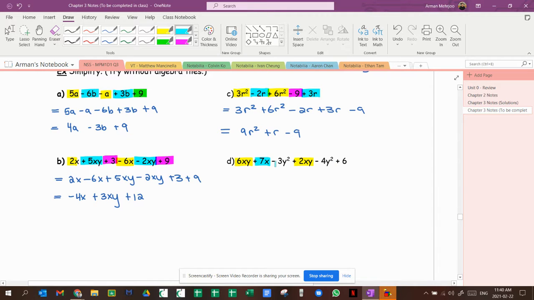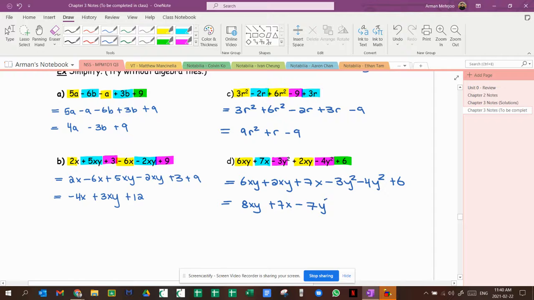Plus 7x. Ooh, there's no other like term to 7x. Minus 3y squared minus 4y squared, and then plus 6. Let's group up my like terms. And let's simplify. So 2xy plus 6xy is 8xy. 7x has nothing to group up with, so it stays the same. Minus 3y squared minus 4y squared will be minus 7y squared plus 6.